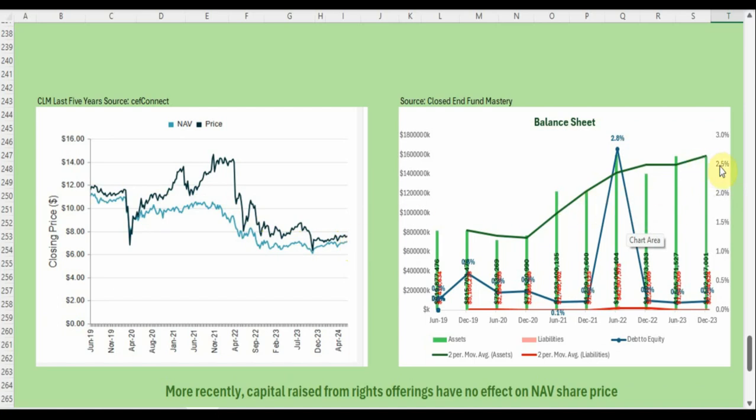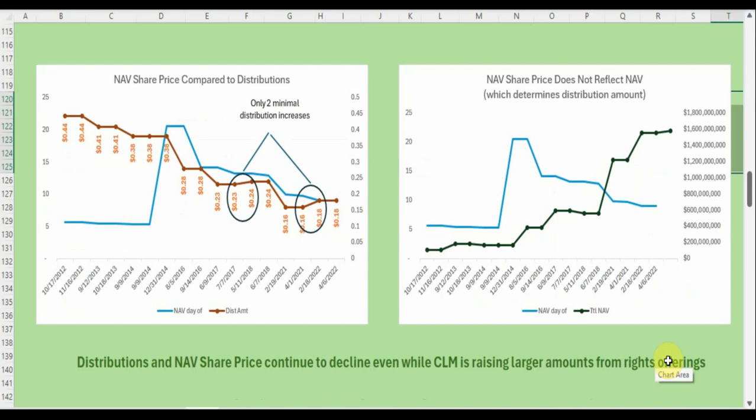But because they're issuing those new shares at the prevailing net asset value share price instead of doing a reverse stock split to boost the net asset value share price, it makes CLM look like it's dead in the water. Before we move on to the next segment, the final chart I want to cover is the distribution history. And all I have to say about this is that rights offerings haven't been much of a factor in helping the distributions. Since they started doing rights offerings, there have only been 2 minimal distribution increases.